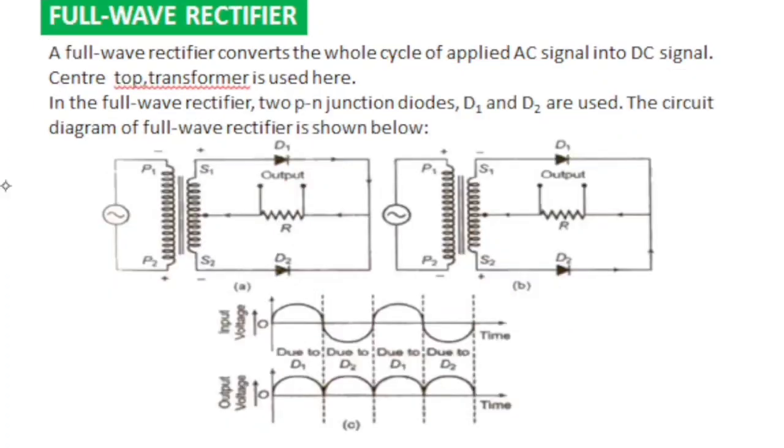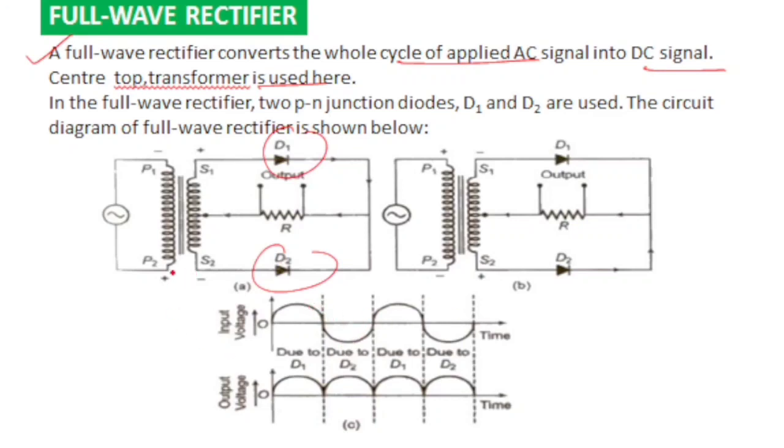Now next one is full wave rectifier. In case of full wave rectifier, the whole cycle of applied AC signal is converted into DC signal, and for this one a center tap transformer is used. This is the center tap transformer. Here two diodes are used, two PN junction diodes. In this way both cycles are converted into DC.